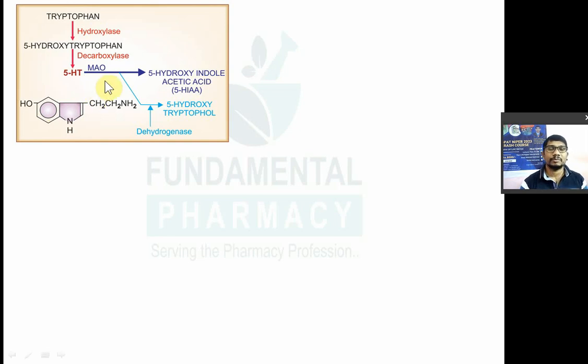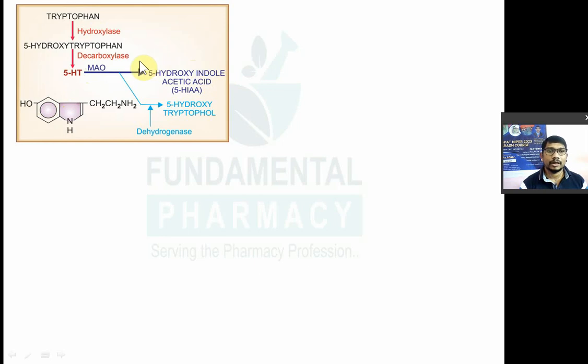Now it will be stored in the synaptic vesicle. It will be released upon the signal. It will be metabolized. It will be reuptaken. So who metabolizes this serotonin? There are two enzymes. First one is known as MAO. MAO means monoamine oxidase enzyme. So it will metabolize the 5-hydroxytryptamine into 5-hydroxyindole acetic acid.